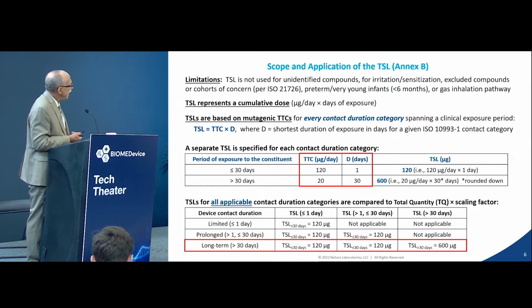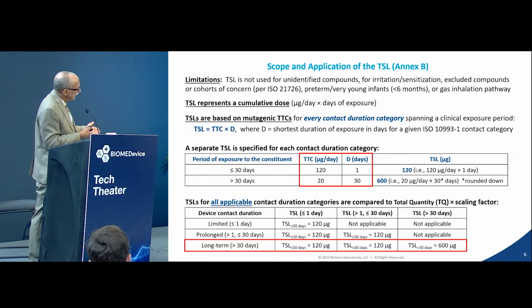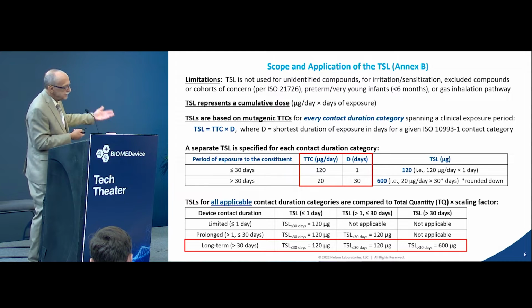And you take the TTC in micrograms per day times 1 day, and that gives you a comparison point of 120 micrograms. If your device is long-term, you also have to compare to the second category, which is a TTC of 20 micrograms per day for longer term, times 30 days, which is rounded down from 31 being the shortest number of days in that longer clinical interval of 30 days to 1 year. So you have to evaluate all applicable contact duration categories for a given device. At the bottom, if you have a long-term device, greater than 30 days exposure, you have to compare against the TSL of 120 and also against the TSL of 600. Essentially, it works out to be that the 120 is the most stringent for the comparison.